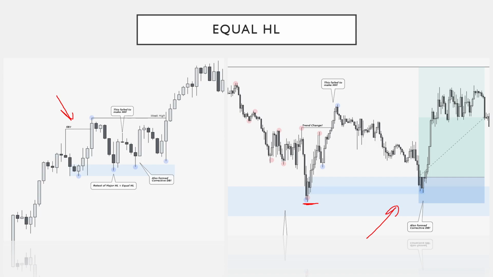Right? So hopefully the equal higher low is clear. It's very simple yet very powerful information. Right now, let's study the equal lower high.